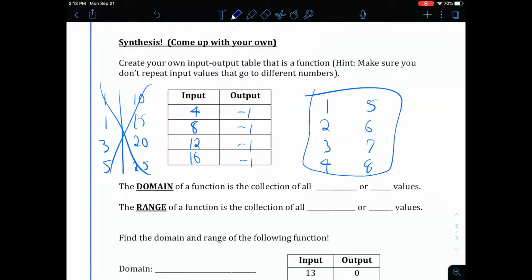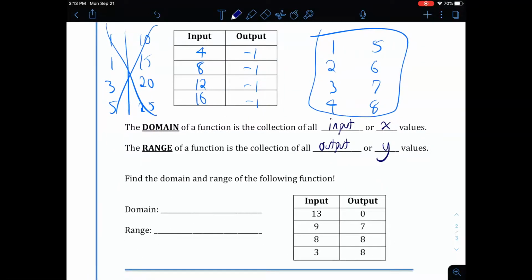All right, next, the domain of a function is the collection of all inputs, all what? Input or x values, which means the range of a function is a collection of all outputs or y values. Have you guys heard domain and range before? Hopefully you have, but domain is input, range is output.